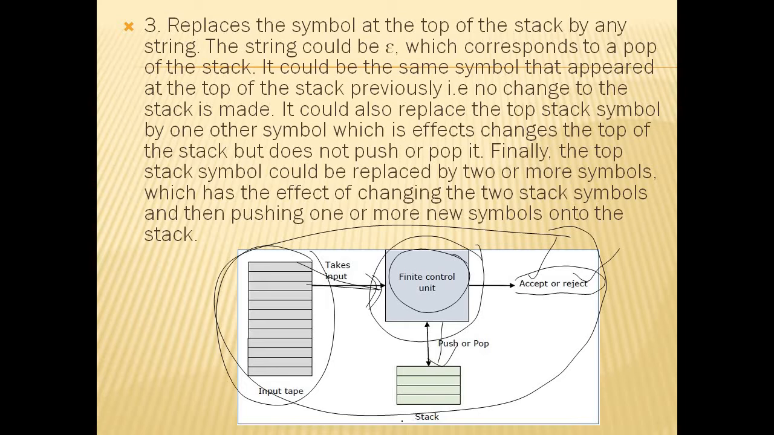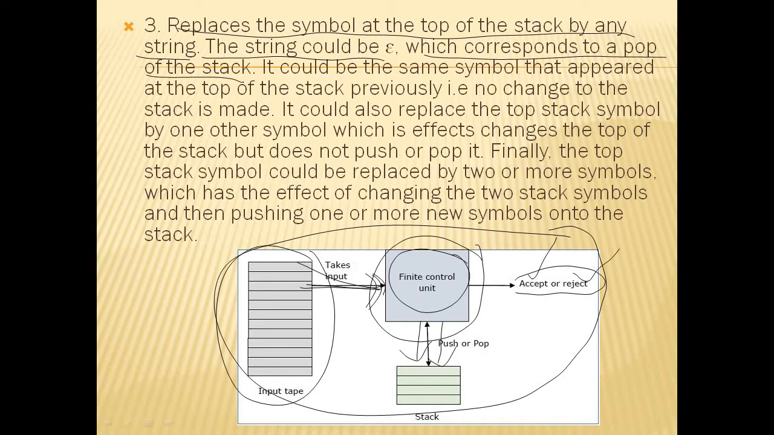Earlier we discussed that whatever input we receive through the input tape, it will be stored in the stack. So it replaces the symbol at the top of the stack by any string. The string could be epsilon, which corresponds to a pop of the stack. So once you retrieve an input symbol, if it differs from the stack, then a pop operation will be done.